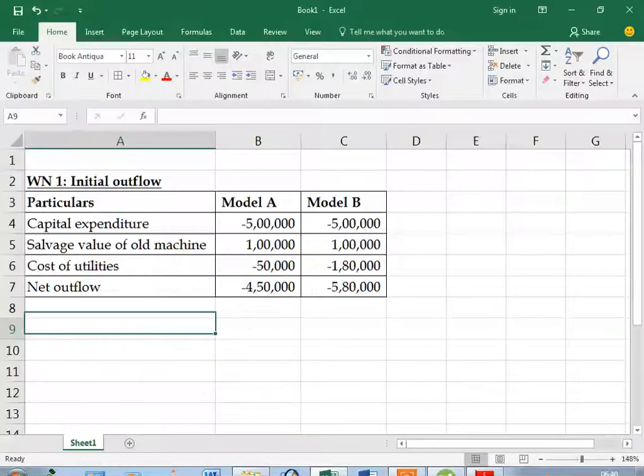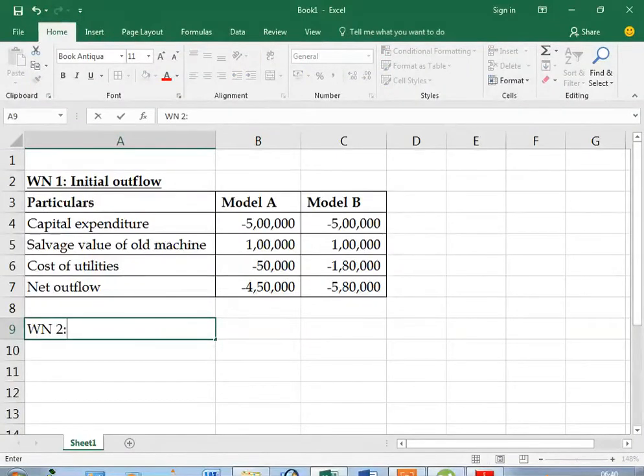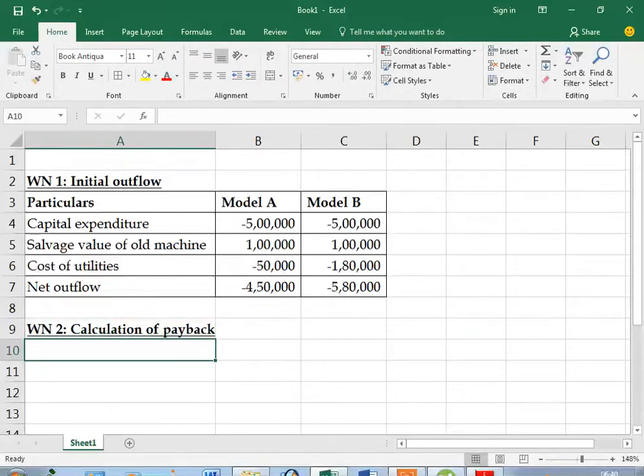Next, working note 2, calculation of payback. Now, payback as a technique does not consider time value of money. So according to payback, what you receive in year 1, year 2, year 3 can be added, can be subtracted. The term payback means in how many years are you going to recover the amount which you have invested. Payback means get it back.